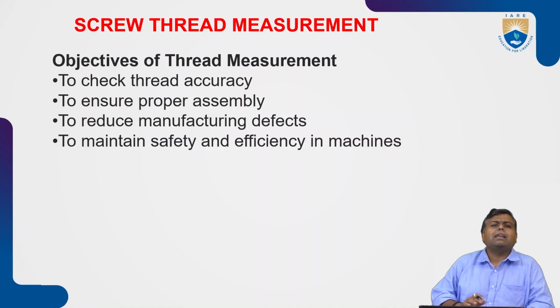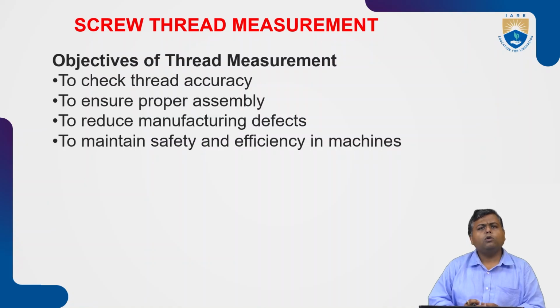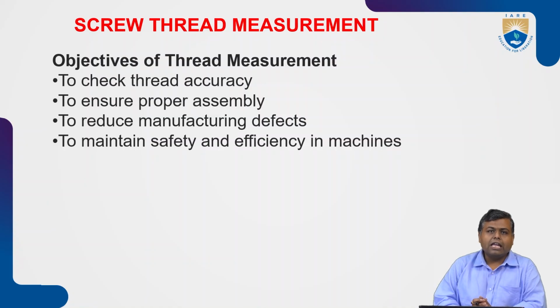Let me give you an example of the objective of thread measurement. If we don't measure the thread properly, any screw in an aeroplane or aircraft may get loosened, which means n number of lives are in danger. So that is why screw thread measurement, and the manufacturing or production of screw threads, is very, very important, so that we can assure accuracy as well as proper assembly of nut and bolt.